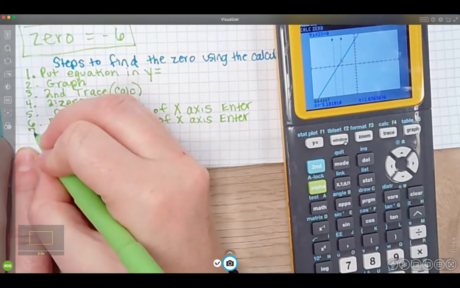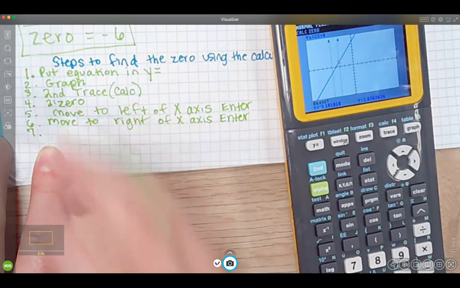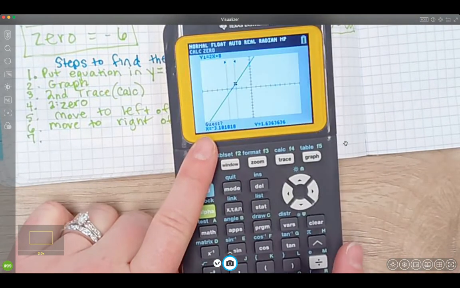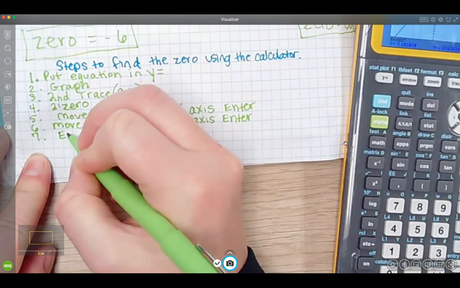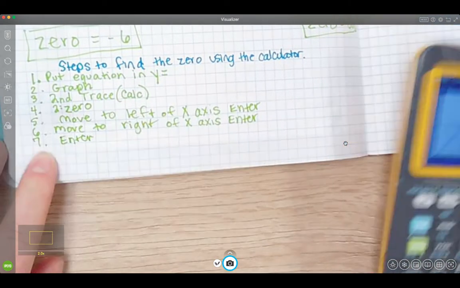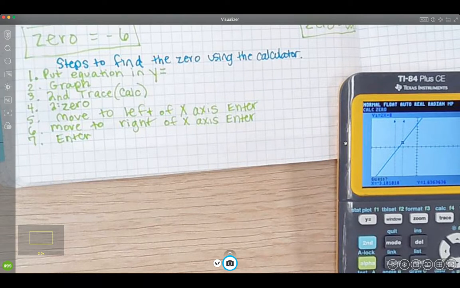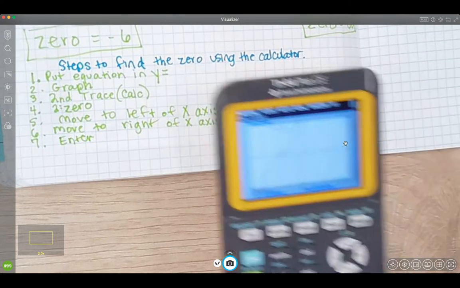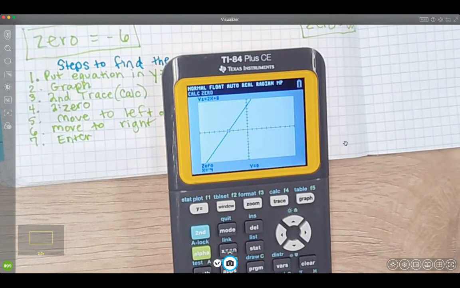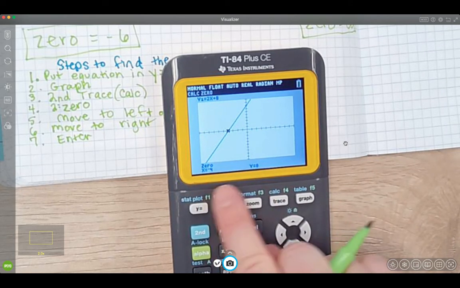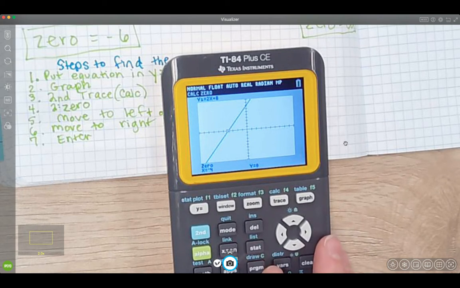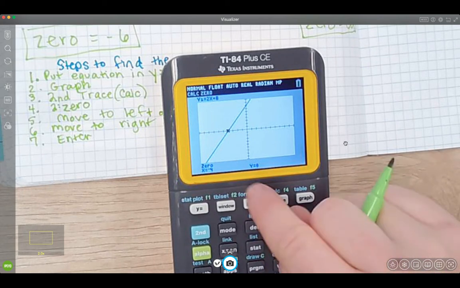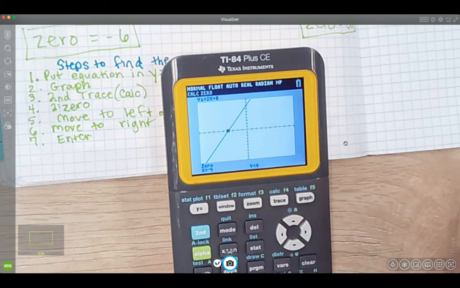And then step 7, it says guess. Do we want it to guess? Yeah, we do. So we're just going to push enter. Whenever it asks the question, guess, push enter. Mine says 0, -4, 0. If it says error, no sign change, let me see yours.